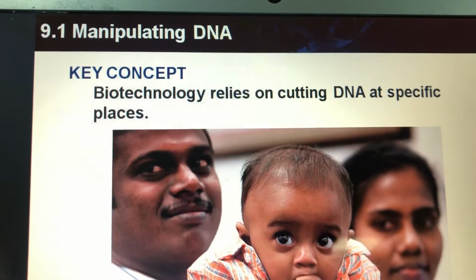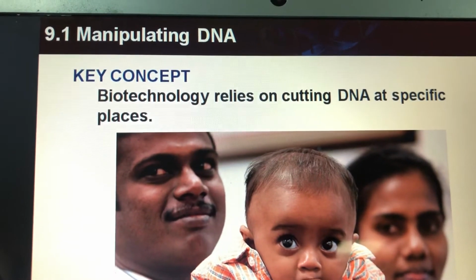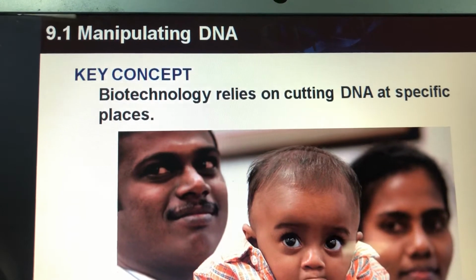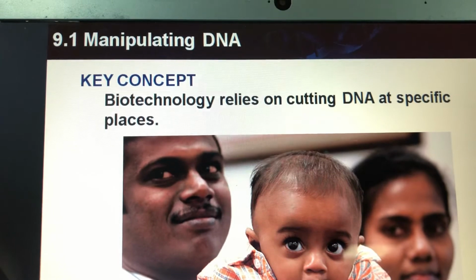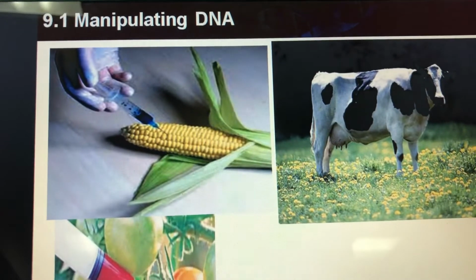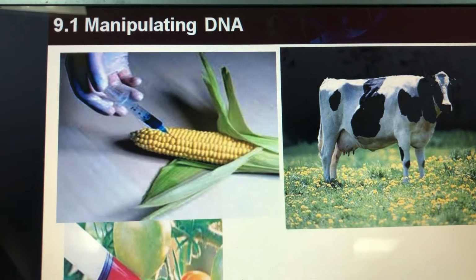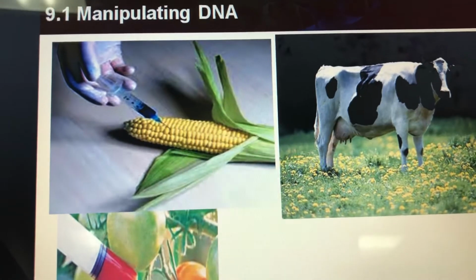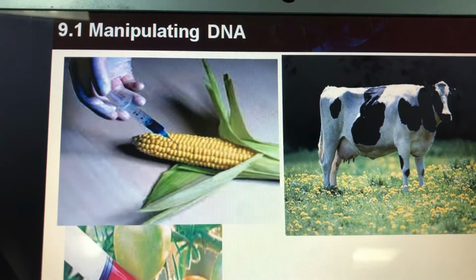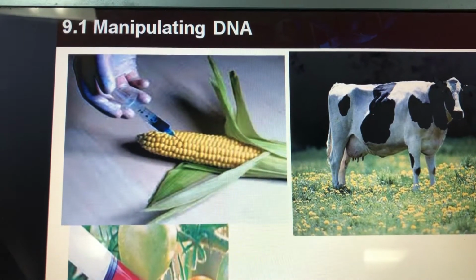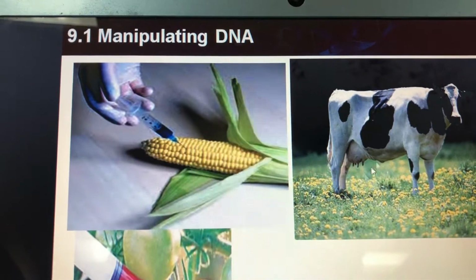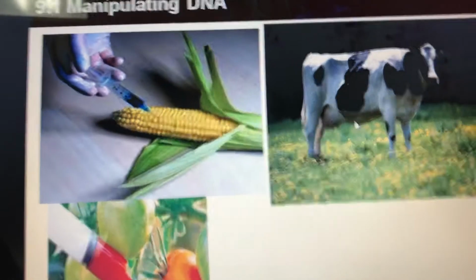Hello, grade 10. Today we are going to complete our lesson on manipulating DNA. As we learned, biotechnology relies on cutting DNA at specific places. After the DNA fragments are cut, these fragments will be studied or moved from one organism to another organism for better characteristics.